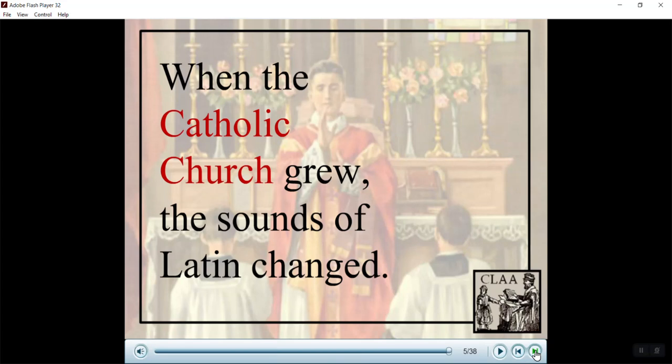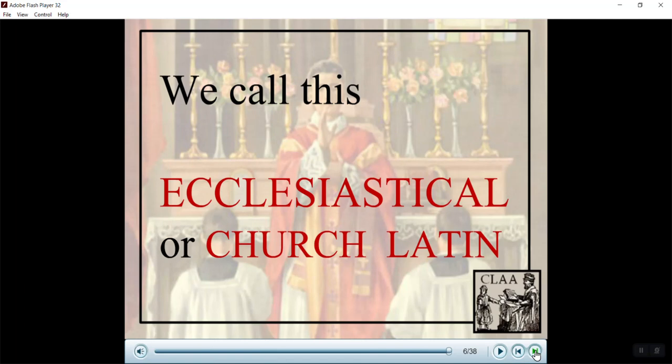You can remember from your Bible studies that the Romans were the ones who crucified our Lord Jesus. After Jesus died and rose from the dead and ascended into heaven, he started the Catholic Church. When the Catholic Church grew, the sounds of Latin changed. We call this ecclesiastical or church Latin. What do we call the sounds of Latin in the Catholic Church? We call these sounds ecclesiastical, or church Latin. In this lesson, we're going to learn about ecclesiastical, or church Latin.